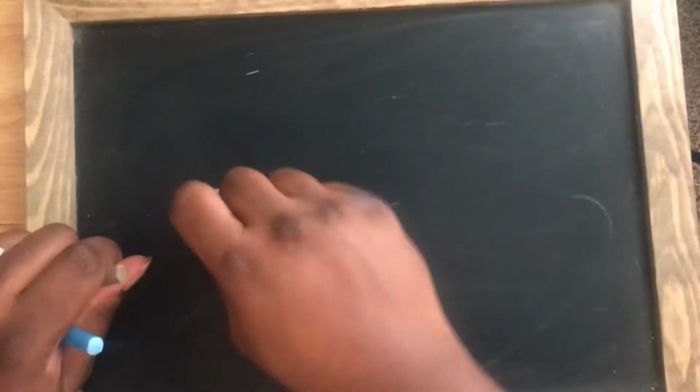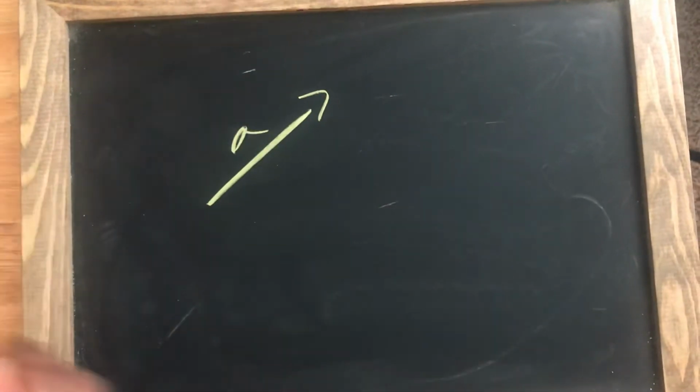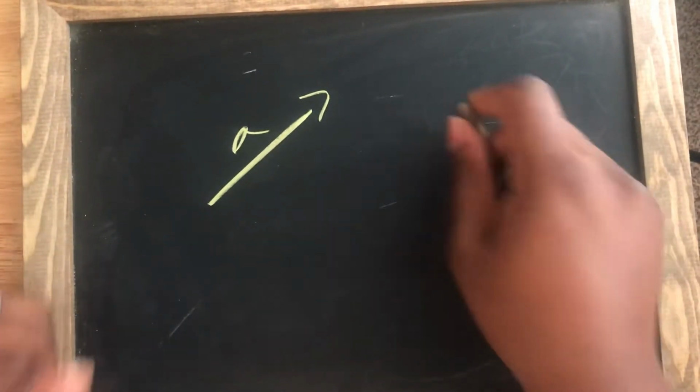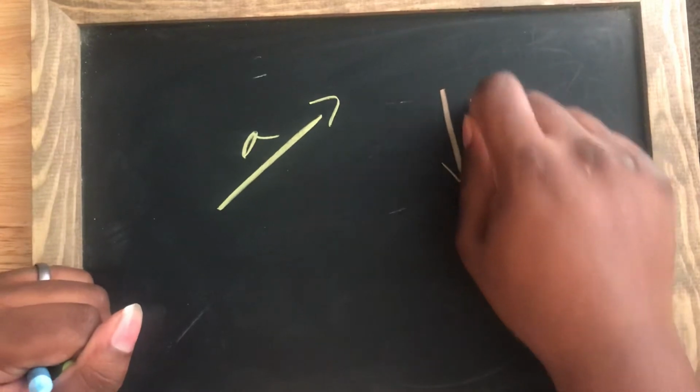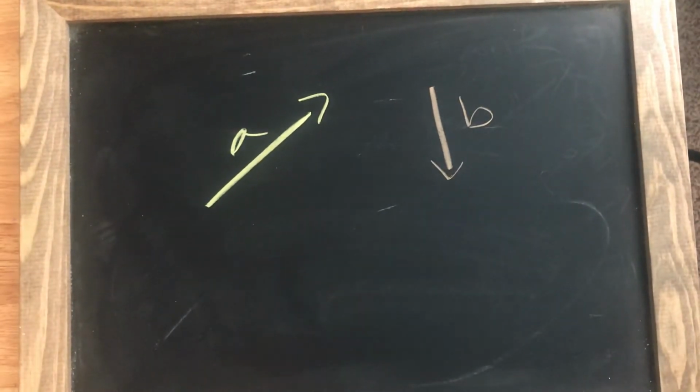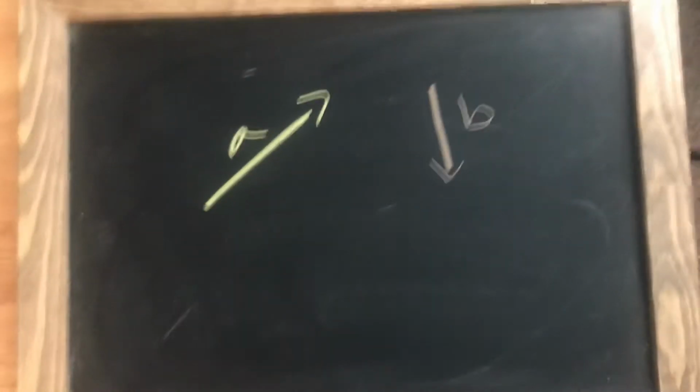The second thing we can do with vectors is add them together. So for example, let's say that I have this vector right here. I'm going to call this vector A, again, just for continuity's sake. And I'm going to call this vector B. So I've got vector A and vector B, and I want to know what would happen if I put A and B together.